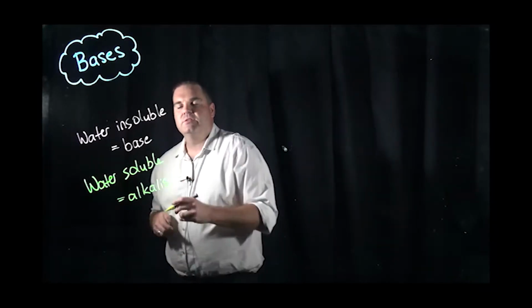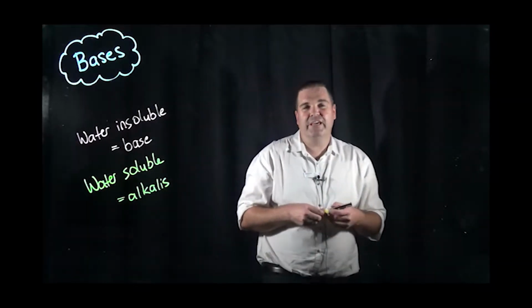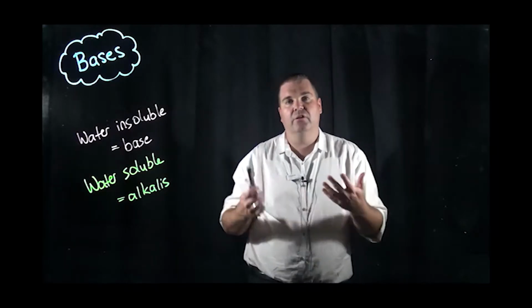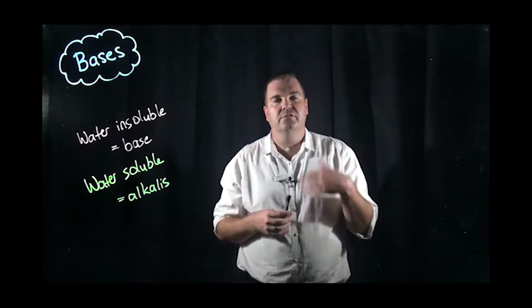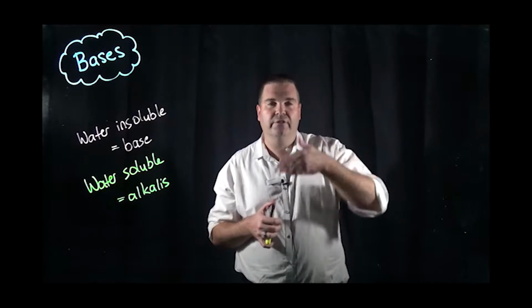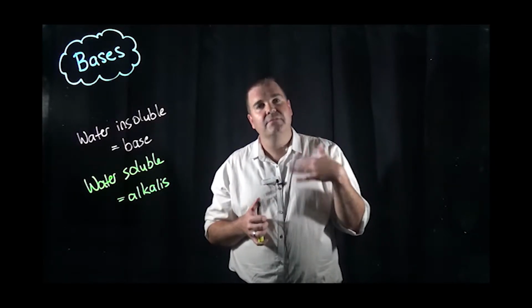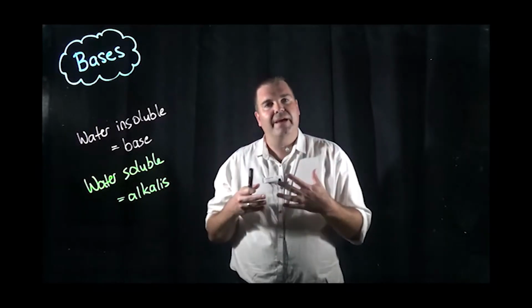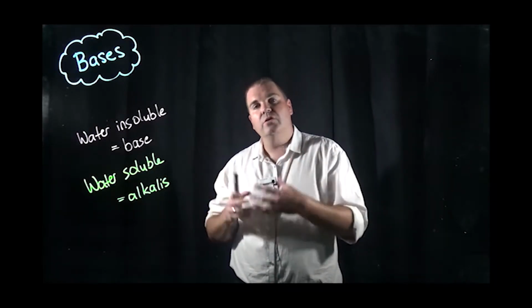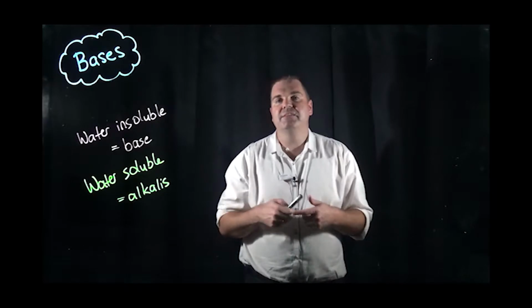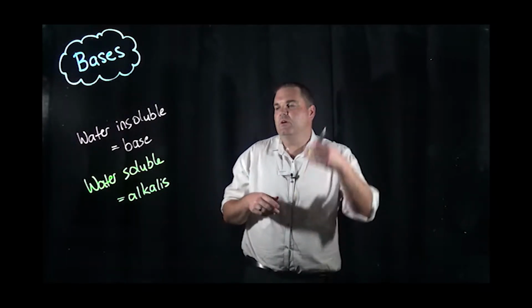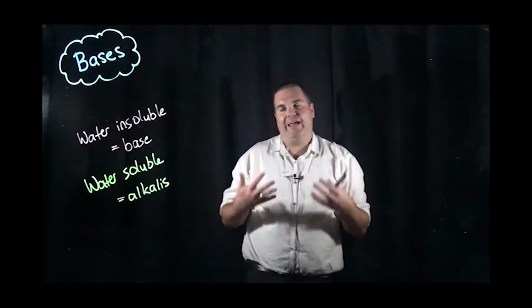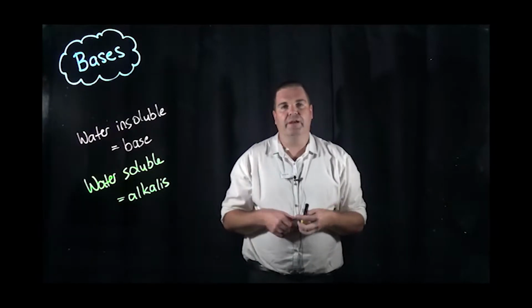You might have heard this referred to on the periodic table. Group 1 are the alkali metals, so sodium as it starts through there in that group. Then you've got group 2 with magnesium, they're the alkaline earth metals. That all relates back to the fact that the oxides of those metals are basic. So if it's water soluble, we call it an alkali. If it's insoluble, we call it a base.